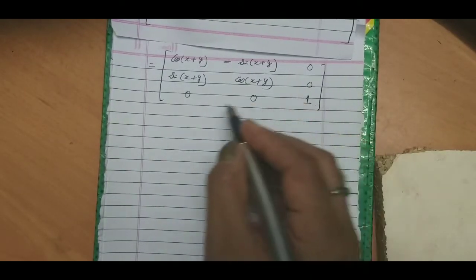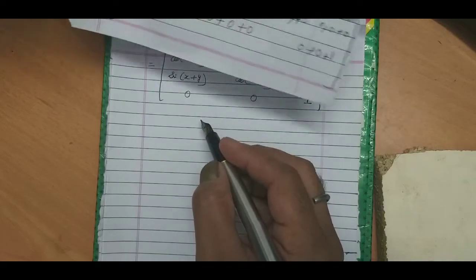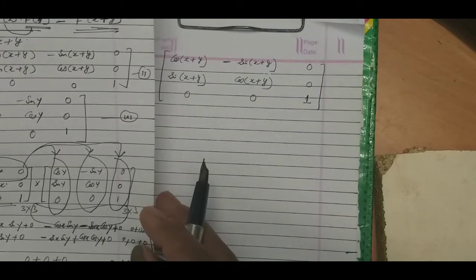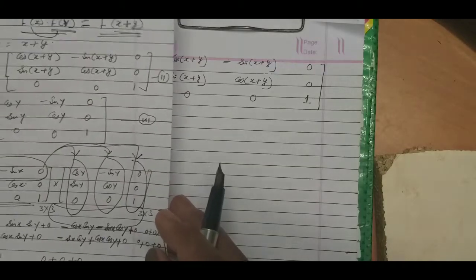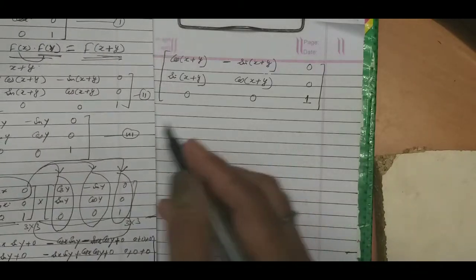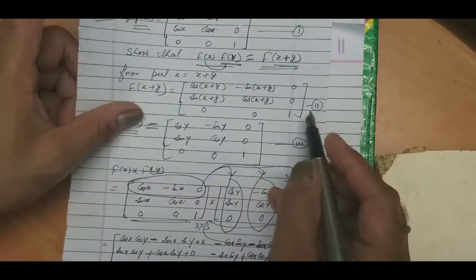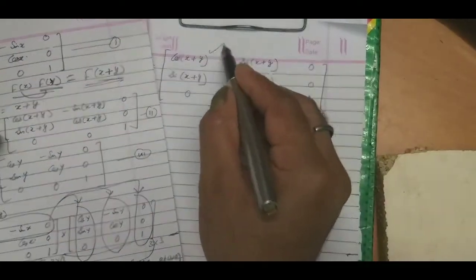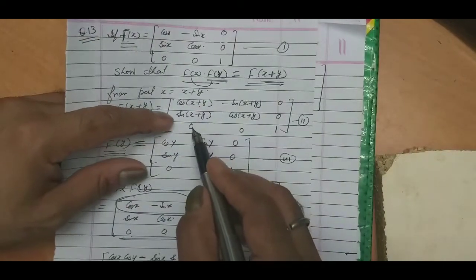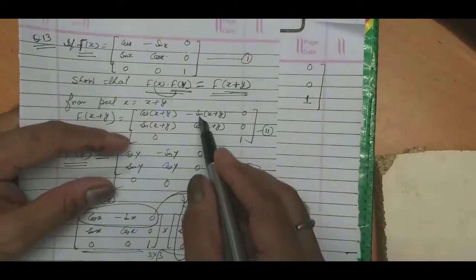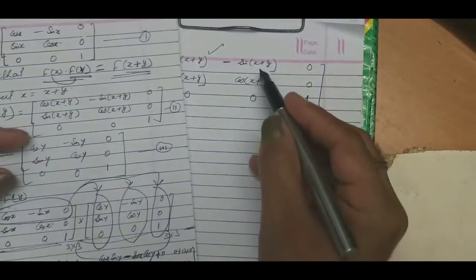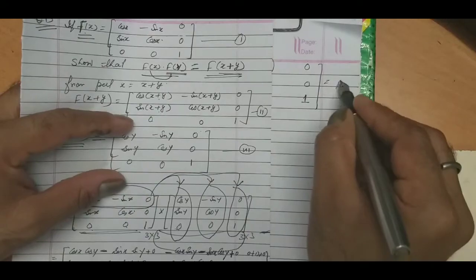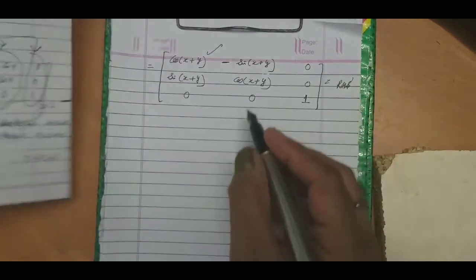So now let us go back to equation number 2 and check whether this is equal or not. Equation number 2 is cos(x plus y), sin(x plus y), 0, minus sin(x plus y), cos(x plus y), 0, and then 0, 0, 1. That means the left hand side is equal to the right hand side, hence proved.